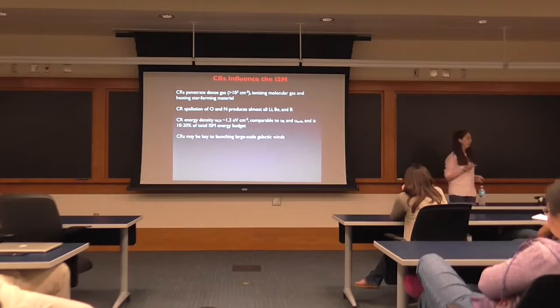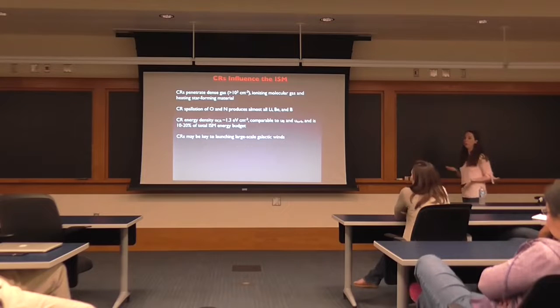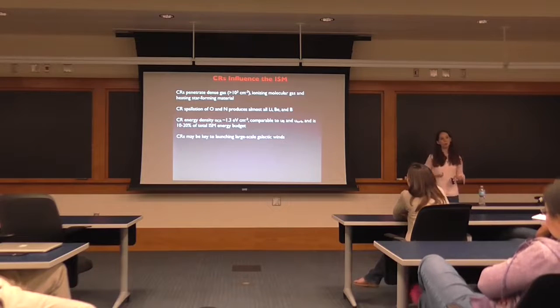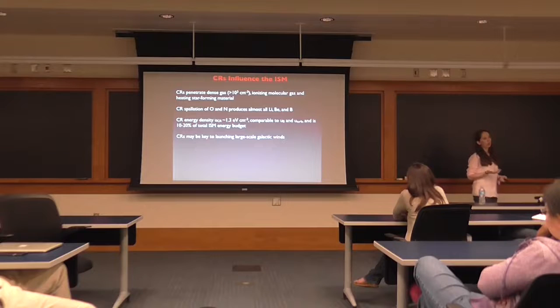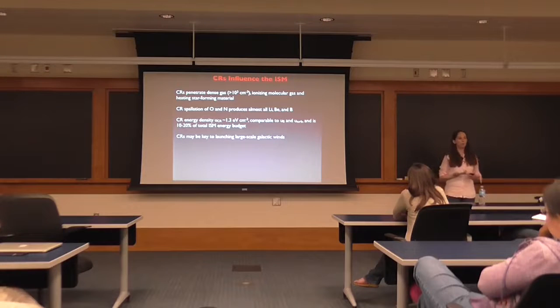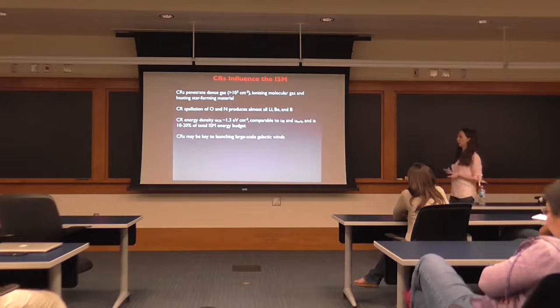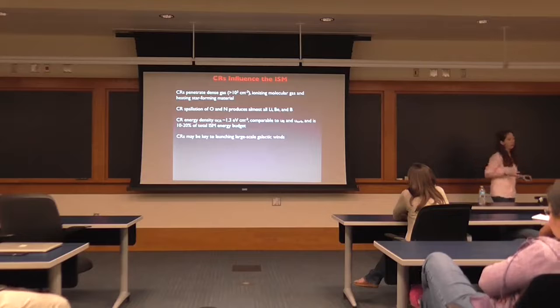Number 2 is that they bombard oxygen and nitrogen to produce all of the lithium, beryllium, and boron in the periodic table. So they are responsible for producing some of the lightest elements. Number 3 is that cosmic rays are very important to the total ISM energy budget of the Milky Way. They contribute about 10 to 20%, and it's comparable in energy density to the magnetic field and the turbulent energy. So these seem to be connected.